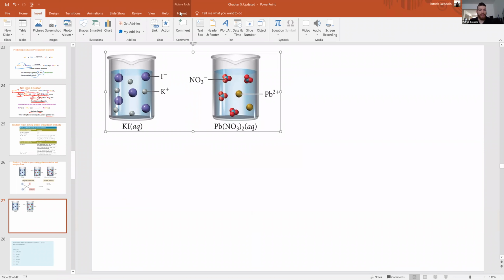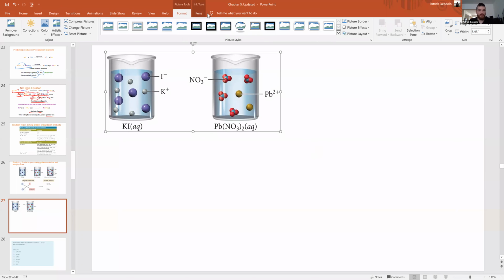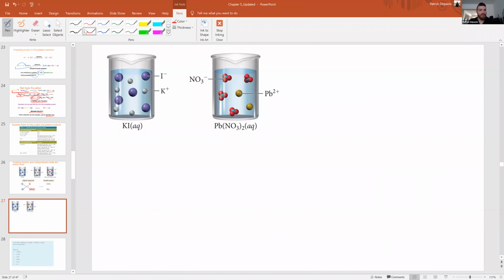So first, let's write the reaction. Let me get a pen. I'll use blue, thickness 2.5. All right, let's write the reaction. We have KI aqueous. For precipitation, it's important to write the states, either aqueous or solid, or liquid if you have it, but mostly it's going to be aqueous or solid. Because if you don't write solid, the reader isn't going to know which one is the precipitate.